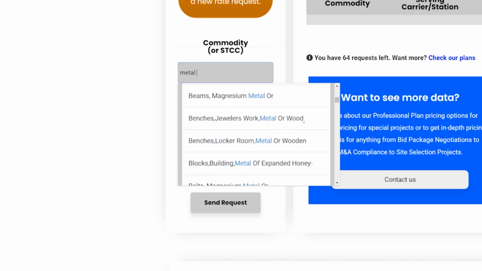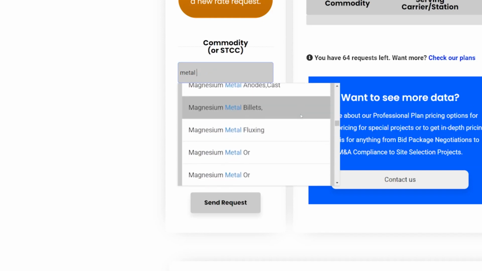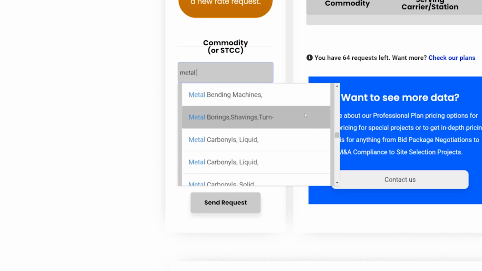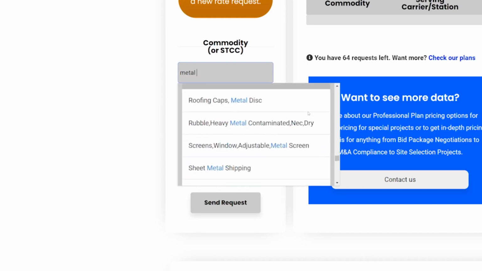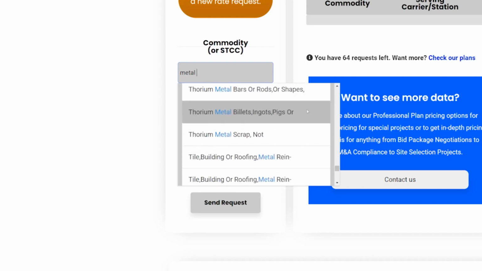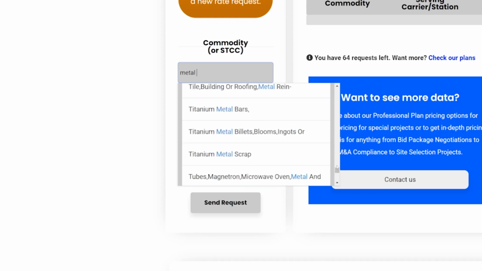Then, look through the list to find the commodity description that best describes what you're shipping. Most single commodity shippers know exactly what their commodity is, but transloaders, warehouses, and brokers might need to review the commodity drop-down list choices to choose the right commodity.